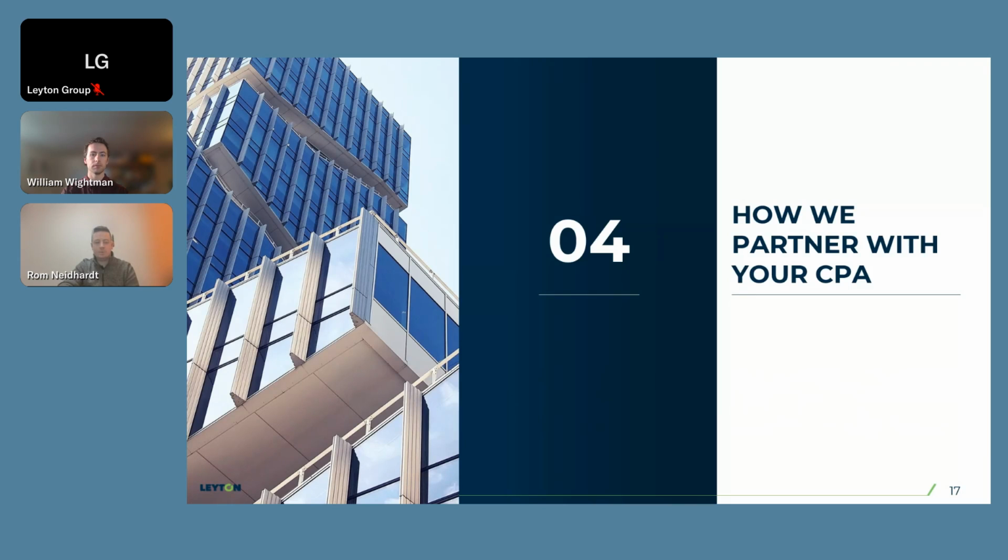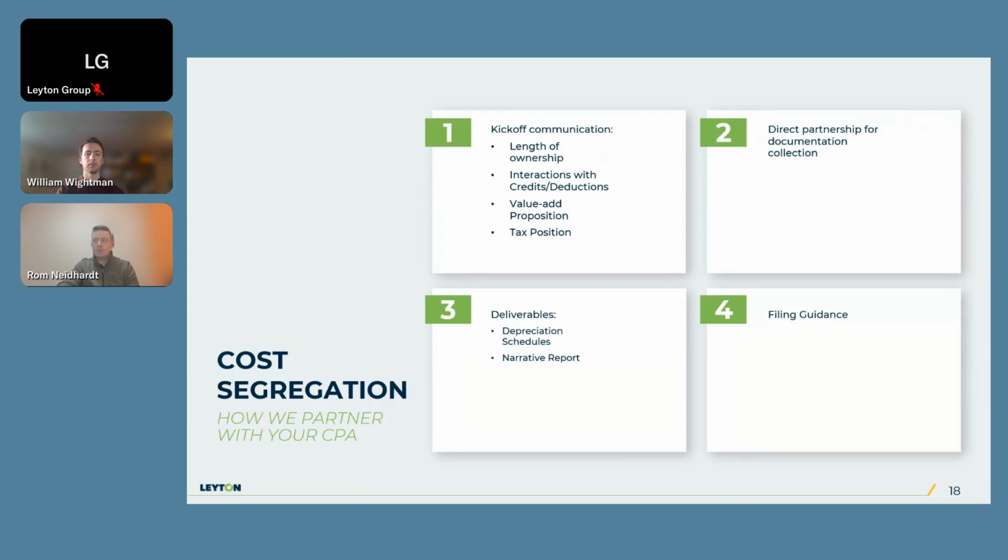So how do we actually partner with your CPA? Like I mentioned, we work with your CPAs. They're filing your taxes for you. They know your situation. They know your general tax situation. What we know is cost segregation. We know how to tell you to take your building and reclassify into more efficient tax asset classes. So there's 4 main steps to how we partner with your CPA or your tax preparer, your finance team.